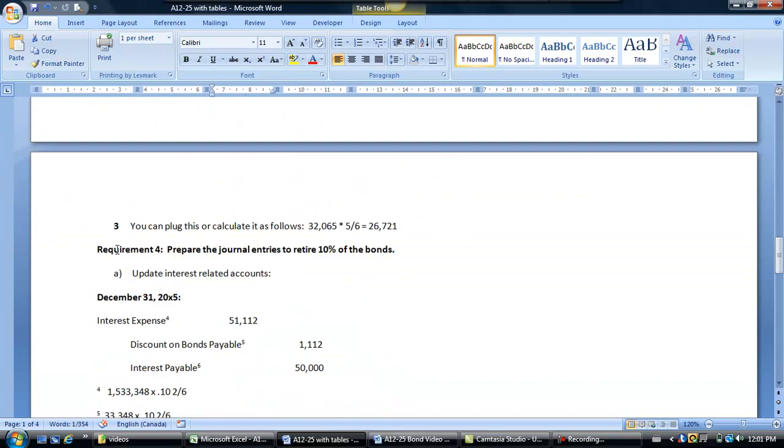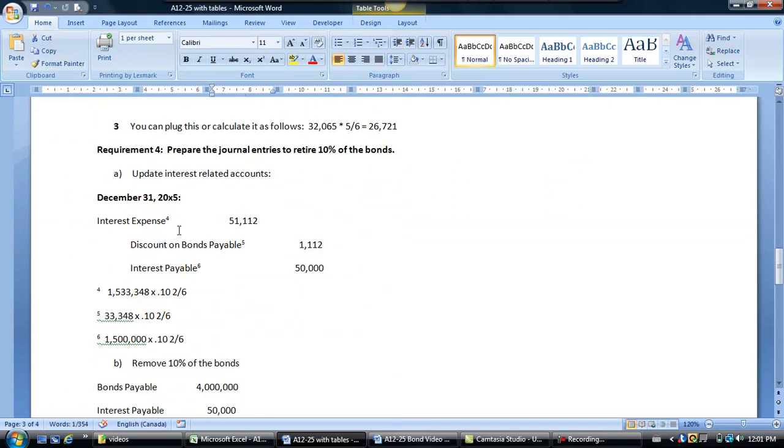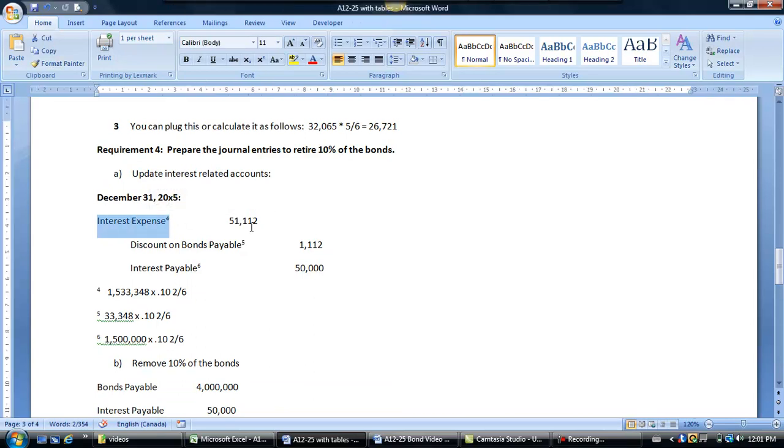So if you go down here, there's a little bit of a typo. I calculated interest expense at $51,112. Right here should be a multiplication sign. I'll update it in your hard copy, but I'm not going to re-record video for that. That should be a multiplication sign in here. And when you do that math, you're going to get interest expense of this amount.